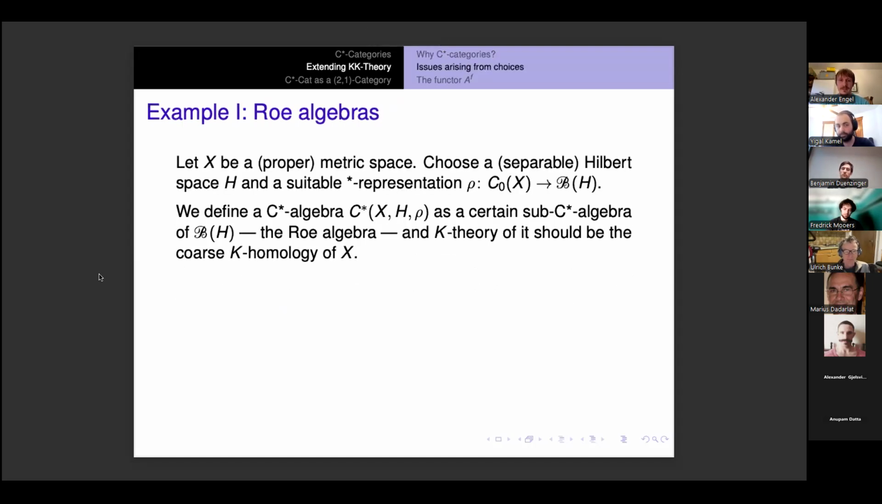The first example is in my own work in coarse geometry. Don't worry, I don't assume any knowledge of coarse geometry because I will neglect all the words that you have to put here. So this is just a very basic idea of what's going on when you want to define coarse K homology.